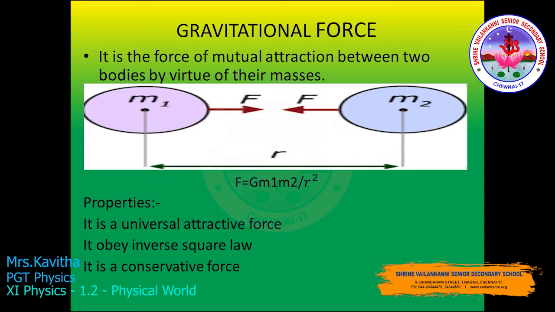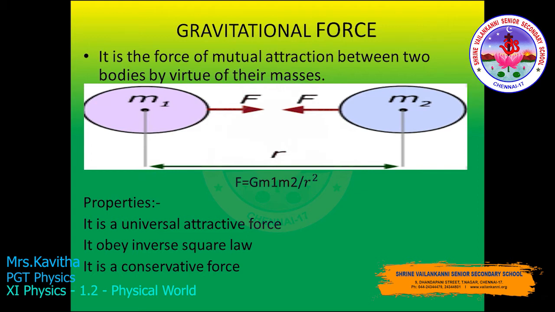What are the important properties? Some important properties are there on the screen. It is a universal attractive force. The gravitational force is the universal attractive force. It is directly proportional to the product of the masses of two bodies, as we said. It obeys the inverse square law. And also the gravitational force between two bodies does not depend upon the presence of other bodies. And it is a conservative force too. That means the work done in moving a body against the gravitational force is path independent.